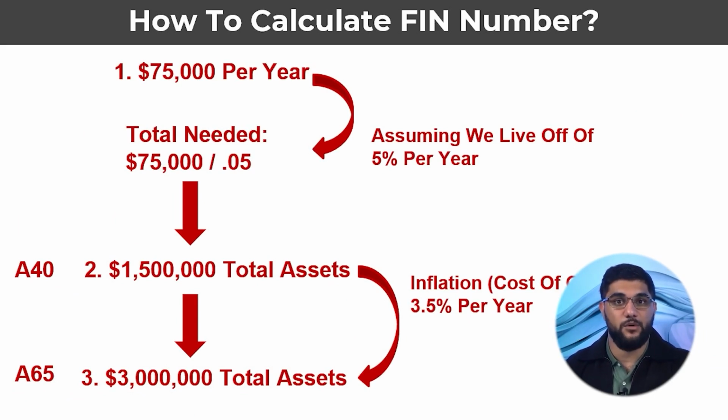And unfortunately, the $1.5 million target is a moving target. What does that mean? Over time, the cost of living will go up due to inflation. And if we assume inflation is 3.5% a year, then on average, the cost of living will double every 20 to 25 years. So if today you needed 1.5 million to become financially independent, then 25 years from now, you might need $3 million. And that's how you calculate your financial independence number.